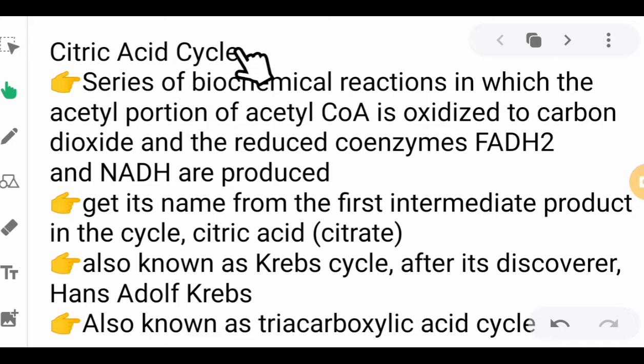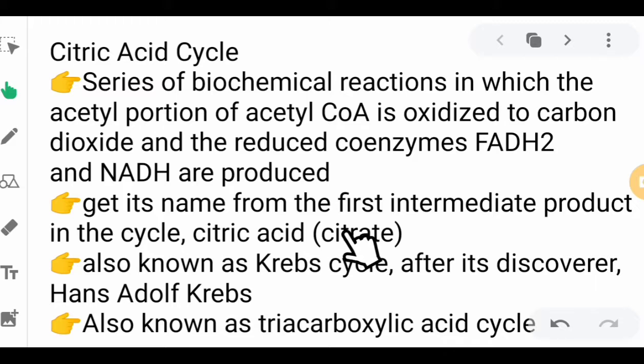The citric acid cycle gets its name from the first intermediate product in the cycle, which is the citrate. But remember, even though the first intermediate product is the citrate, they still call this process a citric acid cycle because citric acid at cellular pH level is also known as citrate.